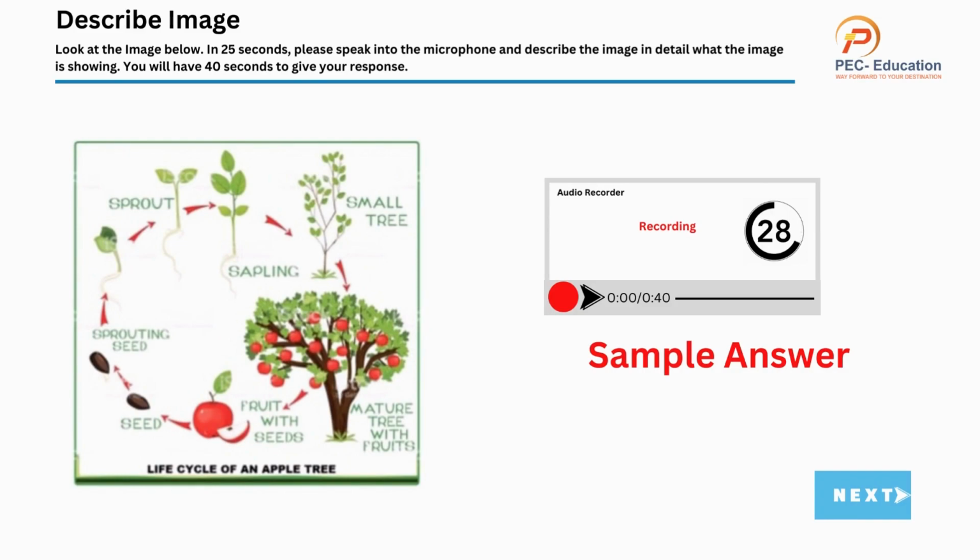The sprout then becomes a sapling. The sapling grows and becomes a small tree. At the end of the life cycle, we get a fully grown apple tree, which is indicated with mature tree with fruit in the given image.